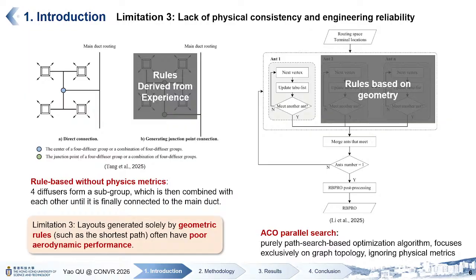For limitation 3, the existing methods for generative design are rule-based without physics metrics. From a paper in 2025, ant colony optimization parallel search focuses more on graph topology rather than physical metrics. So limitation 3 is that layouts generated solely by geometric rules often have poor performance.